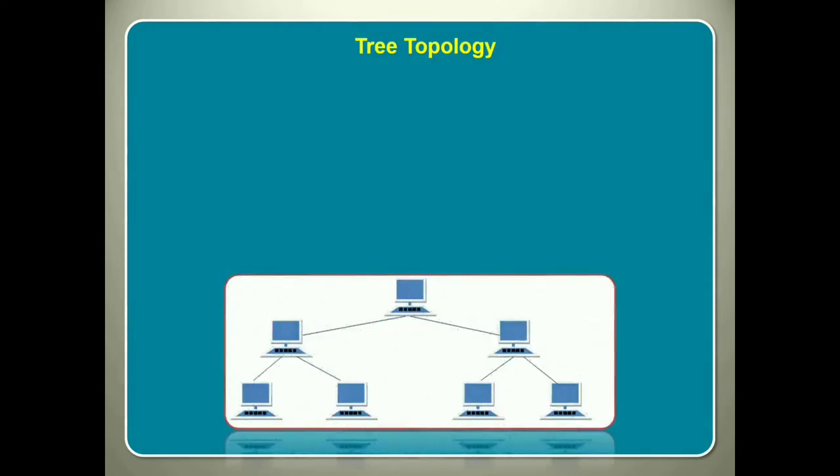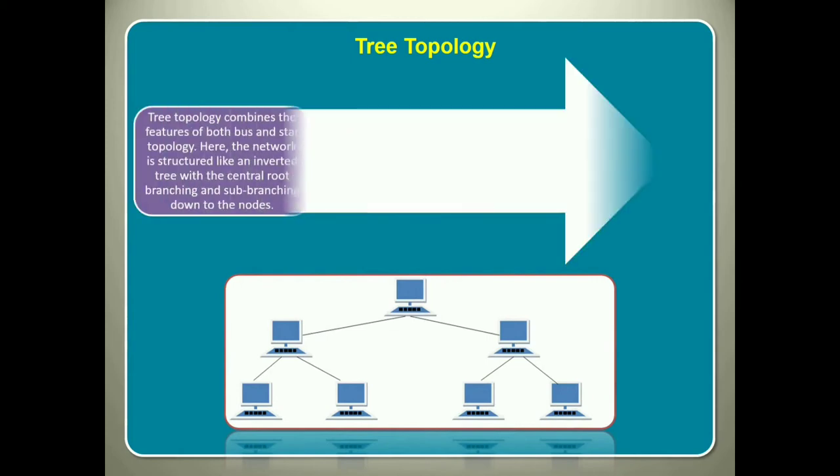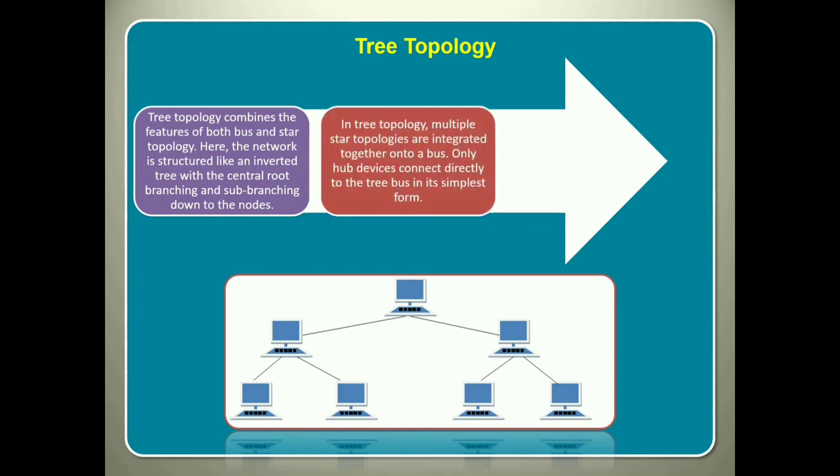Next is about tree topology. Tree topology combines the features of both bus and star topology. Here, the network is structured like an inverted tree with the root branching and sub-branching down to the nodes. In tree topology, multiple star topologies are integrated together onto a bus. Only hub devices connect directly to the tree bus in its simplest form.